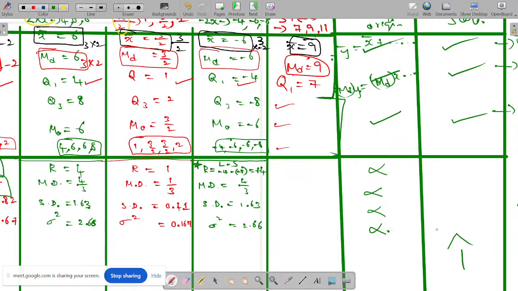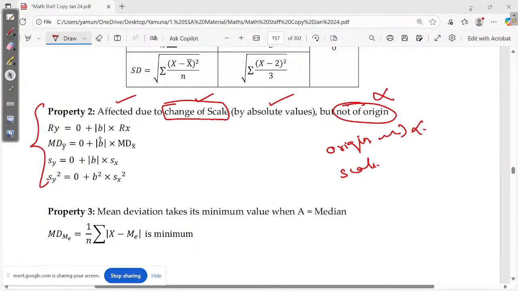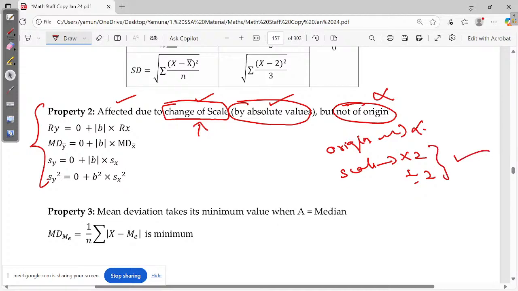Now let me go for this column. Check here: affected, you have to be very careful. Affected due to change of scale. What's written in the brackets? By absolute values. Which means if you multiply or divide, yes, it's getting affected. But if you multiply by -2, it will be affected by a positive value only. By absolute values means the sign is not given importance.